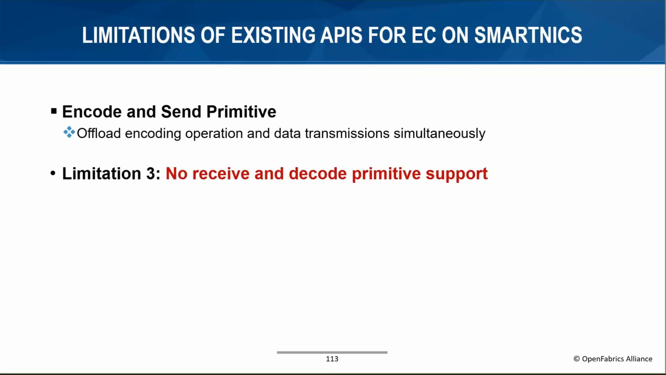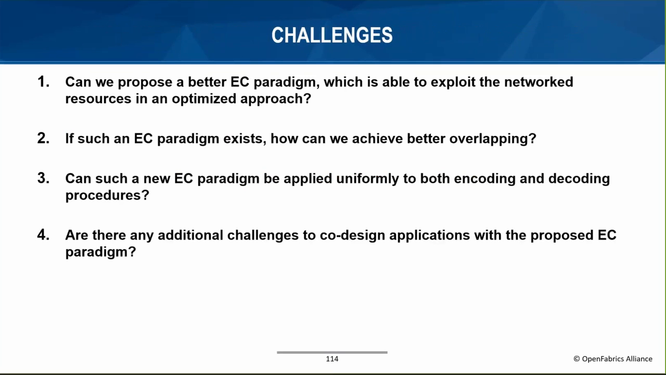To summarize, we list at least four challenges here. Can we first propose a better EC paradigm, which is able to exploit the network resources in an optimal manner? If such an EC paradigm exists, how can we achieve better overlapping? Third, can such a new EC paradigm be applied uniformly for both encoding and decoding procedures? And then, are there any additional challenges to co-design applications with the proposed EC paradigm?